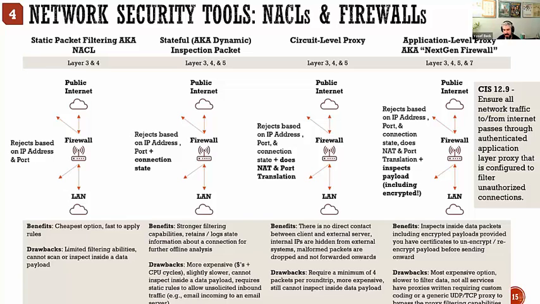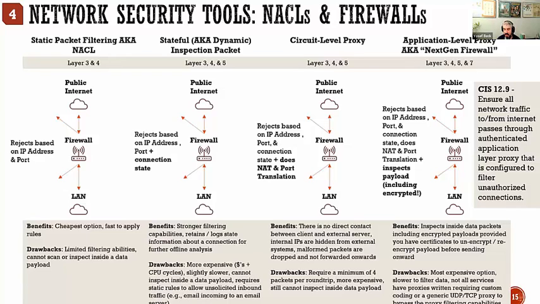Again, it cannot look inside a payload. It is slightly slower from a rules processing perspective, and it also requires static rules to allow inbound traffic that's unsolicited. So for example, email incoming to an email server, you're going to have to put in static rules to allow that because of the connection states.